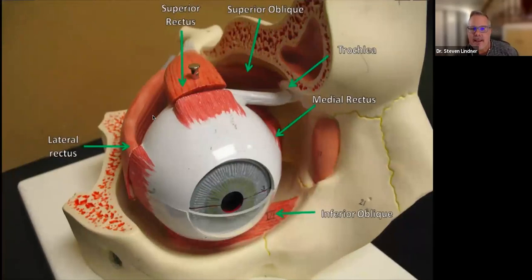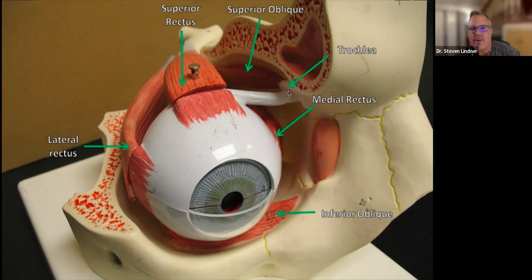So again, let's see if we can see them all in one shot. So here's the inferior oblique going around to the bottom. There's your superior oblique going around to the top. Here's your medial rectus all the way on the other side. Lateral rectus all the way on top. Superior rectus. And the only one you can't see would be the inferior rectus.